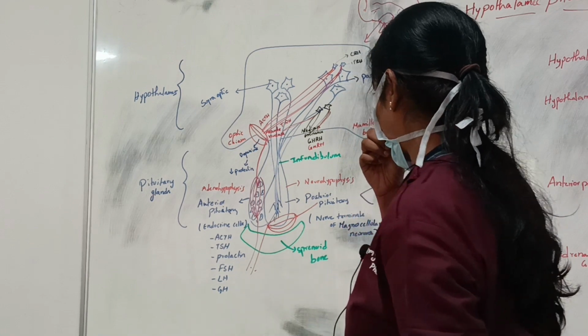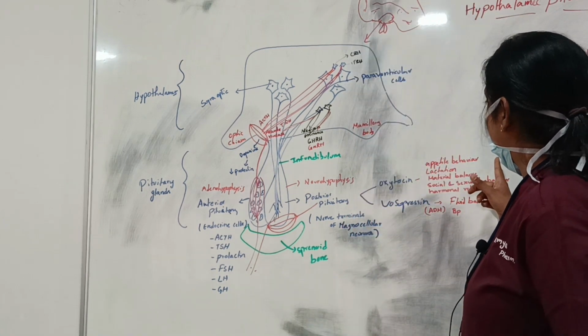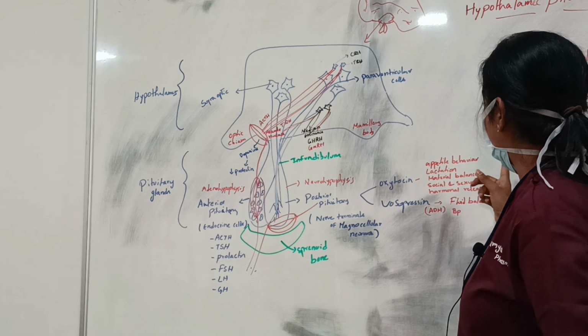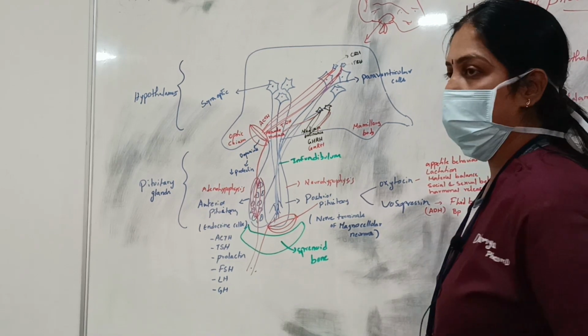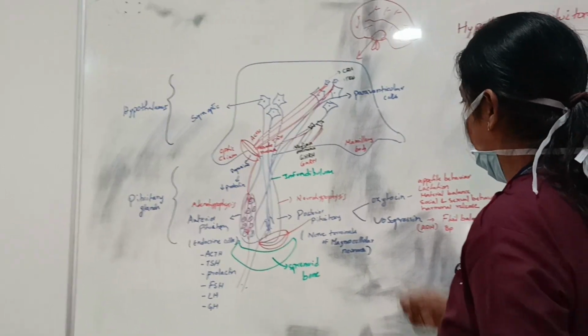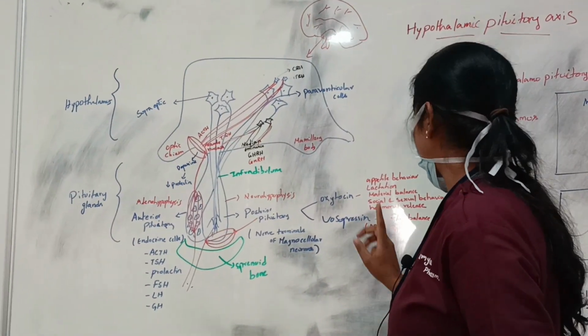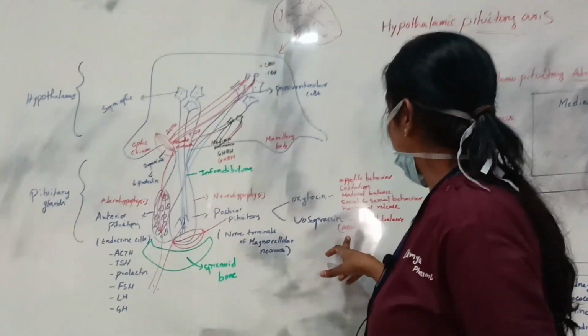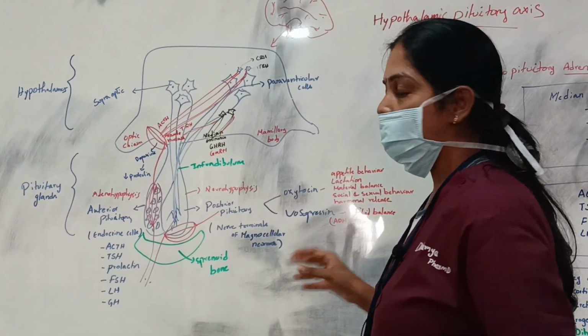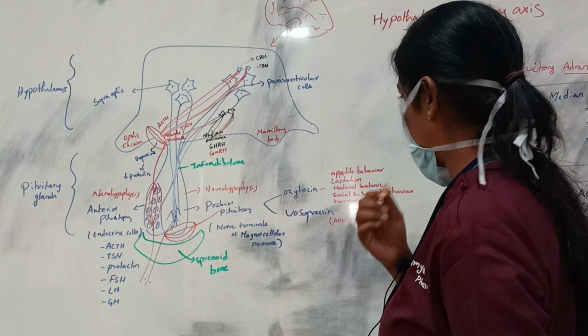What are the functions of oxytocin? It acts in appetite behavior, lactation, maternal balance, social and sexual behavior, hormonal release. And what are the functions of vasopressin? It is also called antidiuretic hormone. It maintains fluid balance and blood pressure.